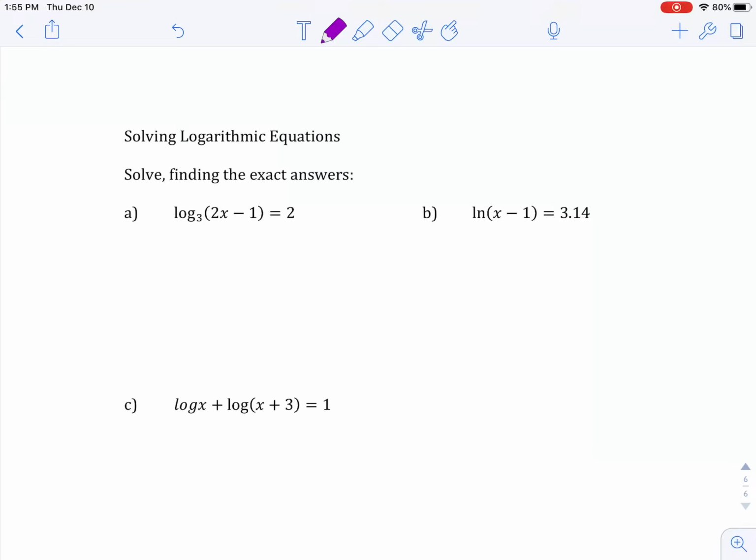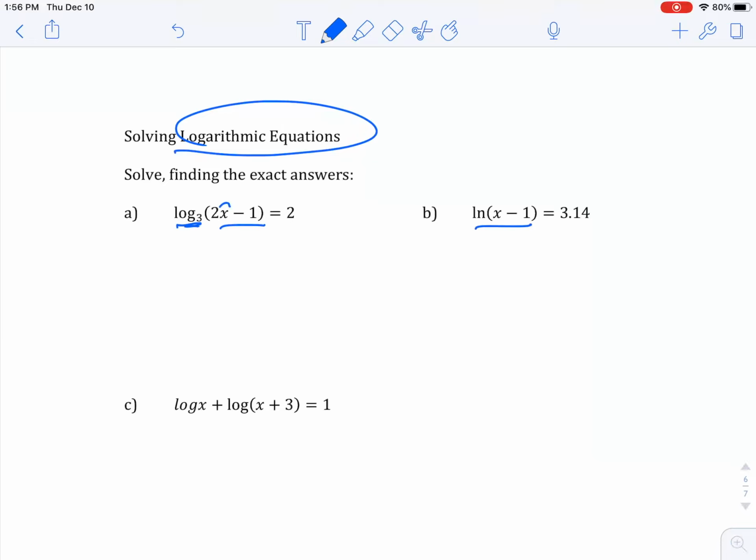This is video 3 for A-14, so we're on the very last page, and we're going to be taking a look at solving logarithmic functions. They're called logarithmic functions because they have a log of something, an expression that has a variable in it. So the first two are going to be pretty straightforward.